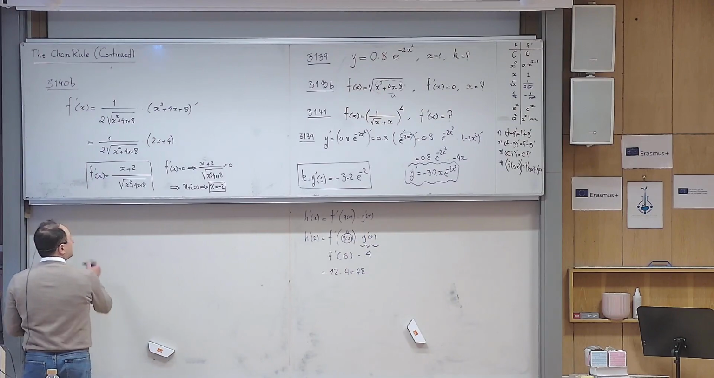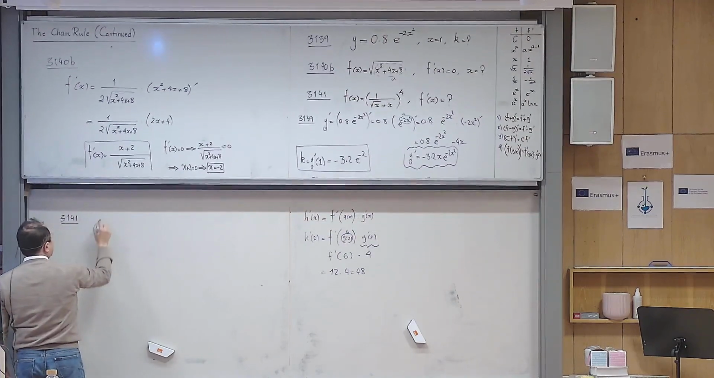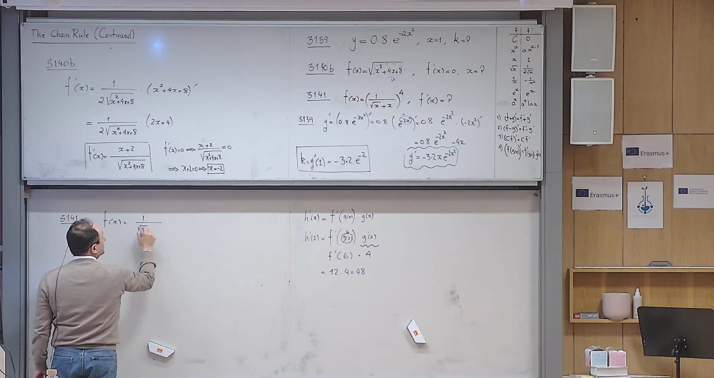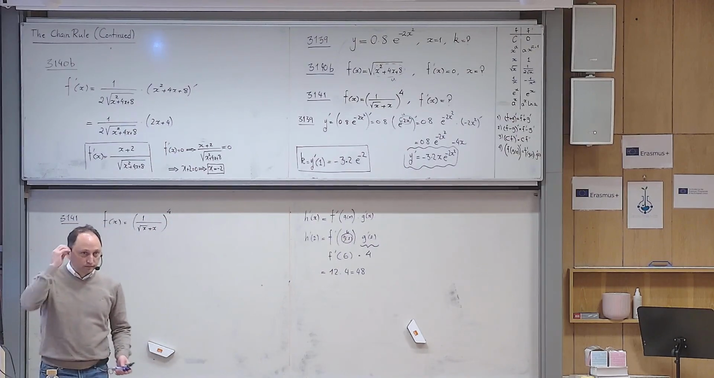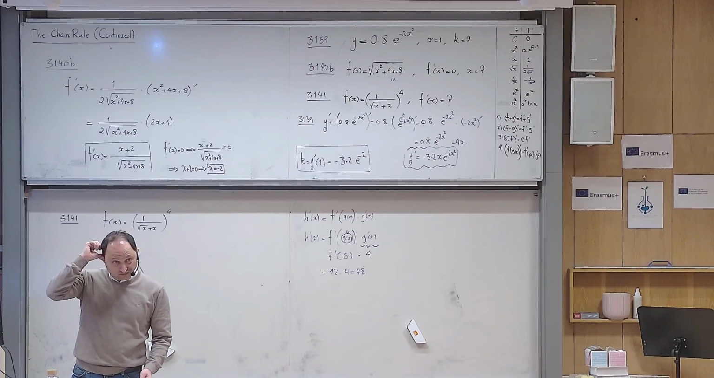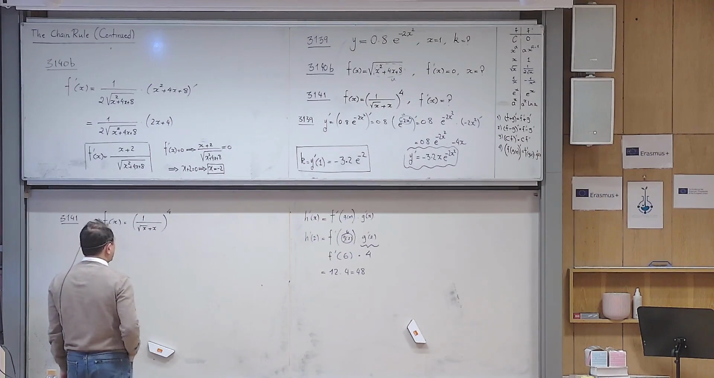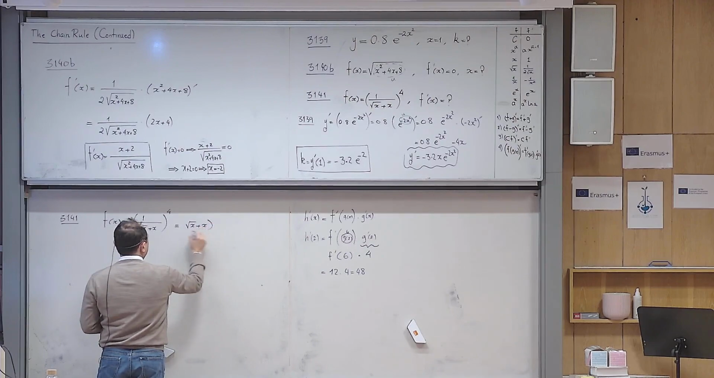So let me write it here. 3141. F of x is equal to 1 over square root of x plus x to the power of 4. Yes? And expand the power 4 to the top and bottom, which means we can write it as the square root of x plus x to the power of... Yeah, exactly. So I will do this. I think that's the best option. So it becomes square root of x plus x to the power of minus 4.